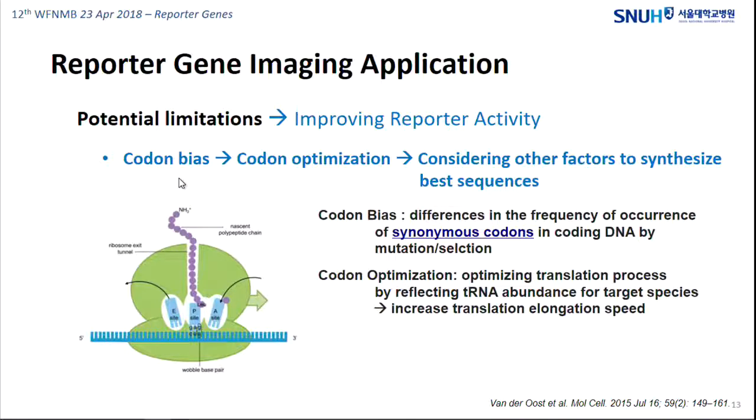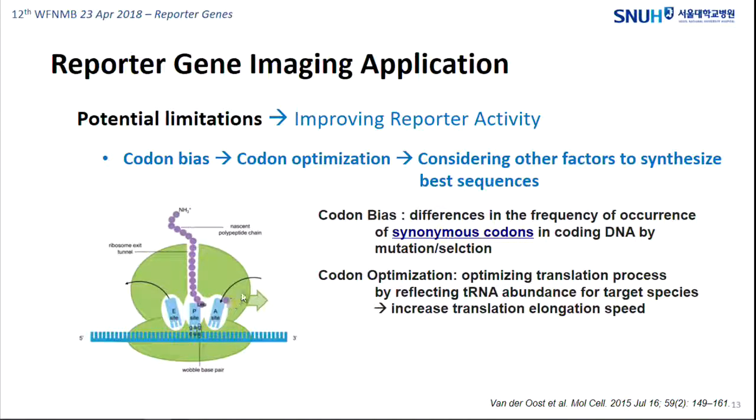I talked about the codon bias. In order to understand this, we have to understand the concept of codon bias. Codon bias refers to differences in the frequency of occurrence of synonymous codons in coding DNA by mutation or selection. Actually, in the DNA, 3 nucleotides encode one amino acid, and there is a starting codon and a stop codon, but there are synonymous codons which can encode the same amino acid.